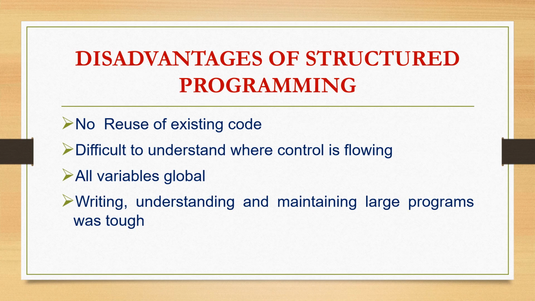Now, why did object-oriented programming come into play for the first time? Structured programming had a number of disadvantages. The first one being you could not reuse the existing code. That means whenever you wanted to write a program, you would have to copy and paste multiple lines at multiple places. Because of that, it became very difficult to understand how your compiler was compiling the program, and it also became very difficult to find errors.